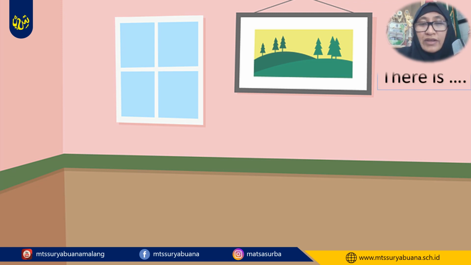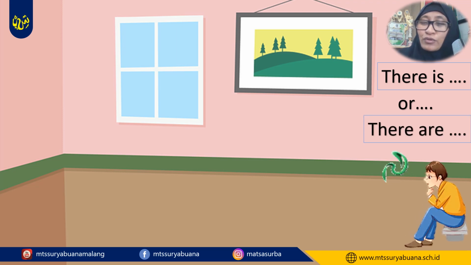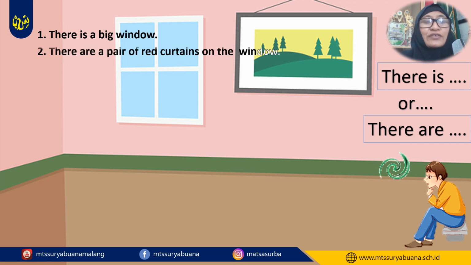Well, there is or there are. Do you think you know the difference? Okay, let's analyze the sentences one by one. There is a big window. A big window. How many windows? Only one, right? Now let's continue to the second sentence.